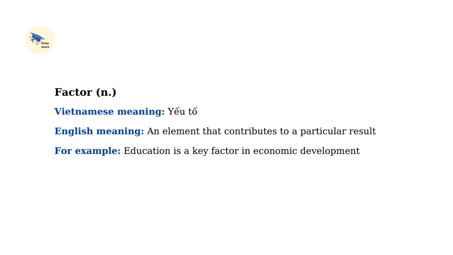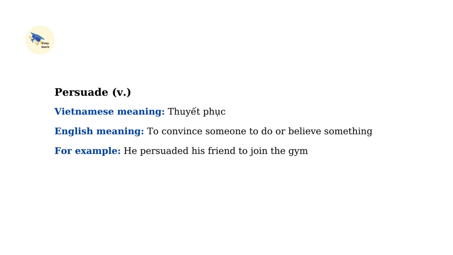Factor. Yếu tố. An element that contributes to a particular result. For example, education is a key factor in economic development. Persuade. Thuyết phục. To convince someone to do or believe something. For example, he persuaded his friend to join the gym.